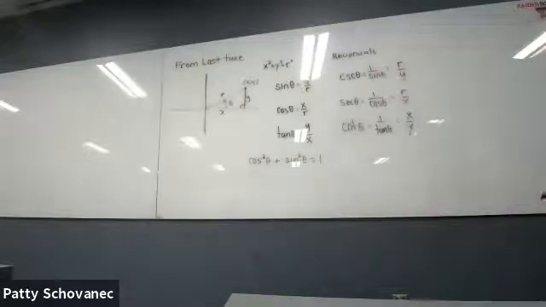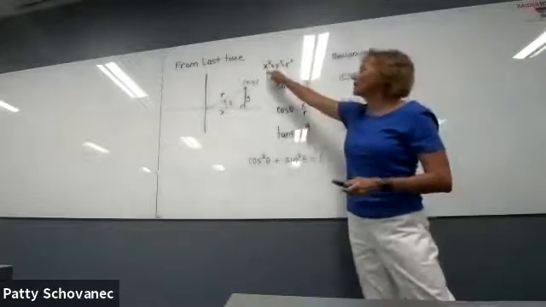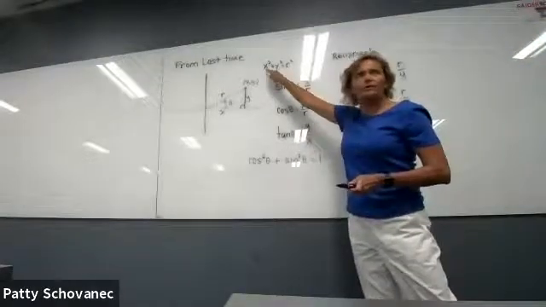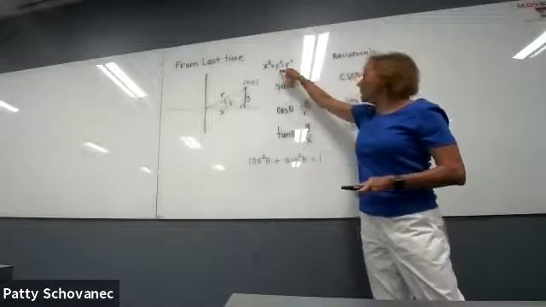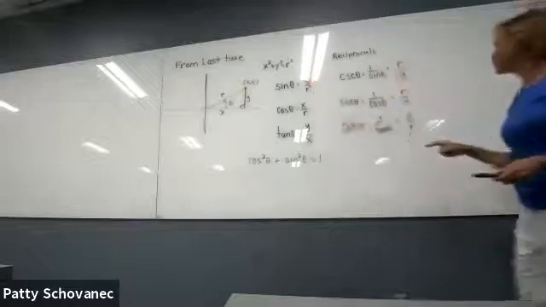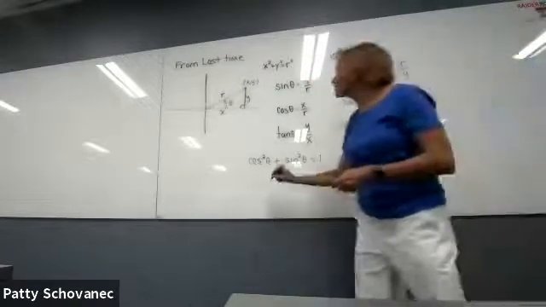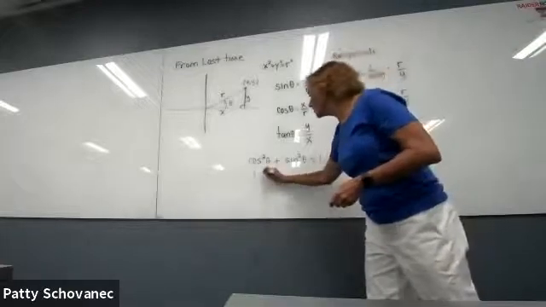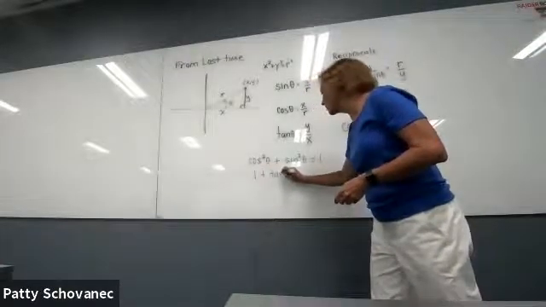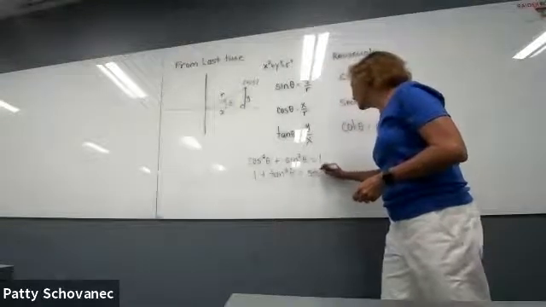If we further manipulated this, for instance, if I divide everything by x squared, x squared over x squared is 1. Y squared over x squared will be tangent squared. R squared divided by x squared will be secant squared. So another version of this identity was 1 plus the tangent squared of angle theta was equal to the secant squared.